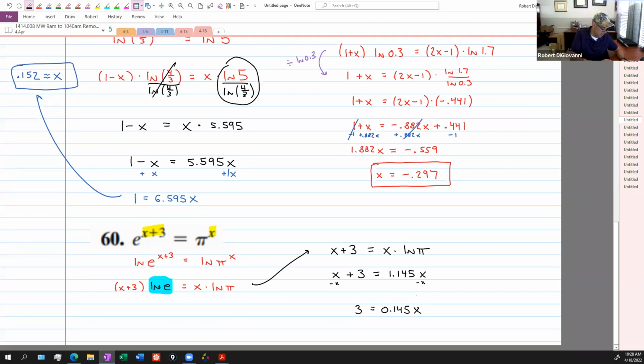And then finally divide both sides by 0.145. So you should get like 20.689, actually 0.69, whatever. We won't worry too much about the rounding. Questions? All right, we're moving on.